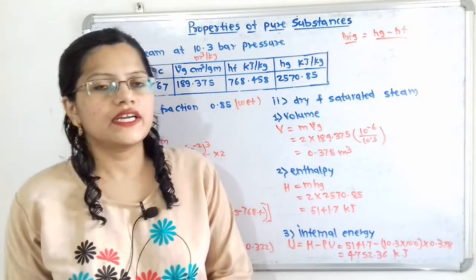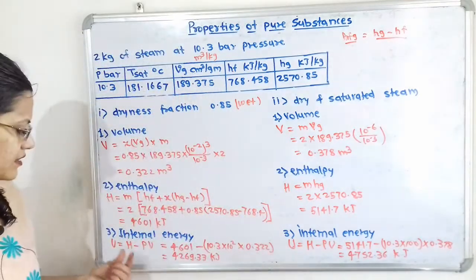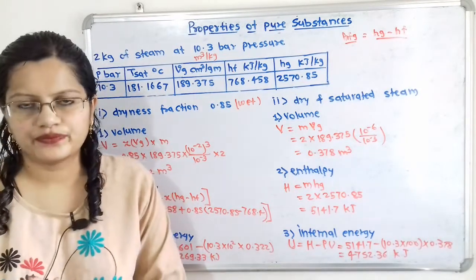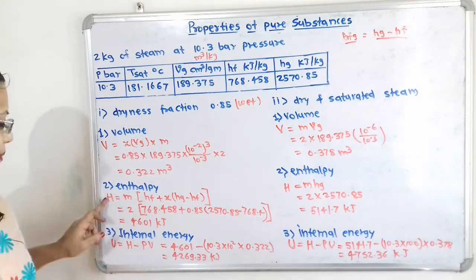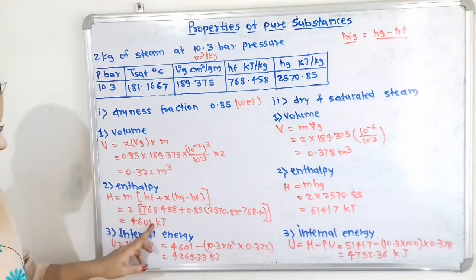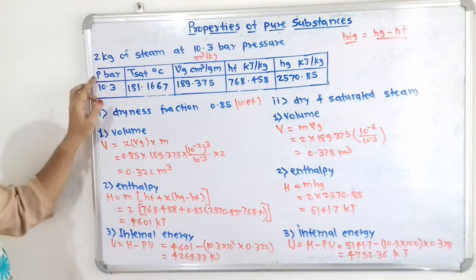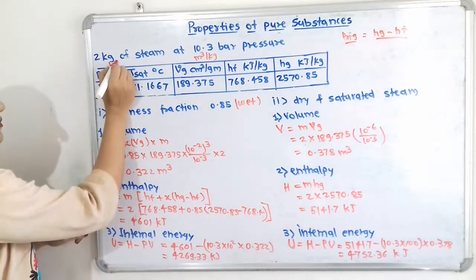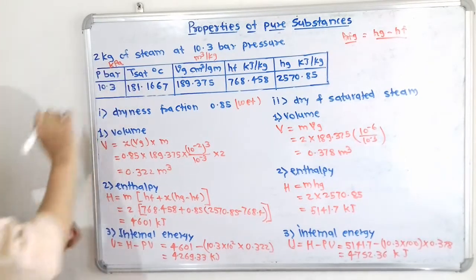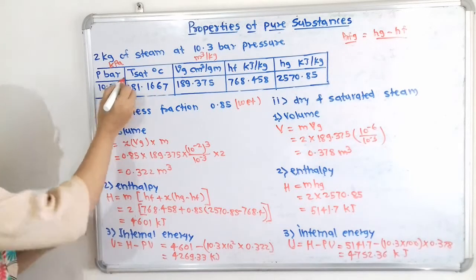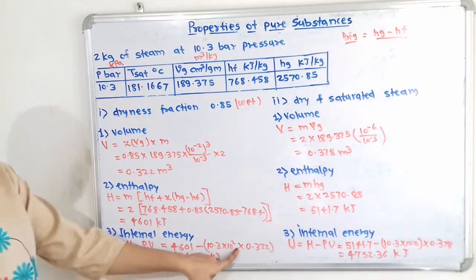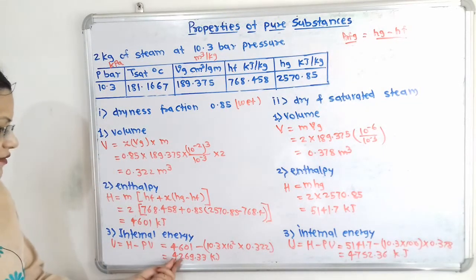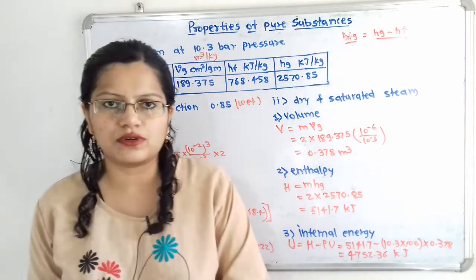Now we will calculate the internal energy. So this total internal energy, capital U, is equal to total enthalpy minus pressure multiplied by the total volume. So here, capital H, that is total enthalpy, is calculated 4601 minus pressure P. This P is given in bar, but what is the standard unit? Standard unit is kilopascal. So for this bar, we have to convert into kilopascal. So we have to multiply with 10 raised to 2. So we will take 10.3 into 10 raised to 2 multiplied by total volume, that is 0.322. So when we calculate this, we will get 4269.33 kilojoule.